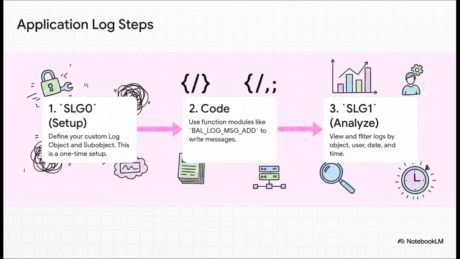And getting it working is a pretty simple three-step dance. First, you do a quick one-time setup in transaction SLG0 to give your log a name. Then, inside your ABAP code, you just call a few standard function modules to create the log, add your messages, and save it. And finally, anybody who needs to can jump into transaction SLG1 to see all those messages with really powerful ways to filter and search.